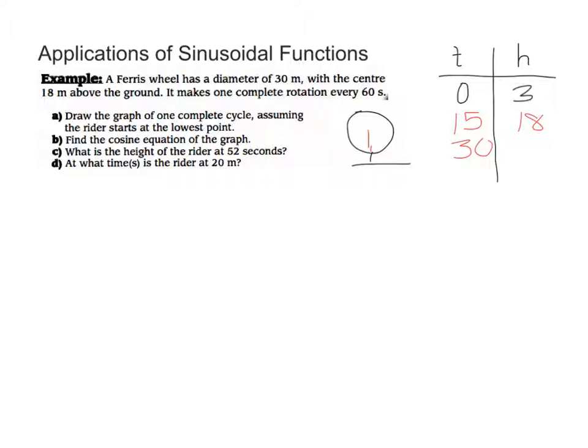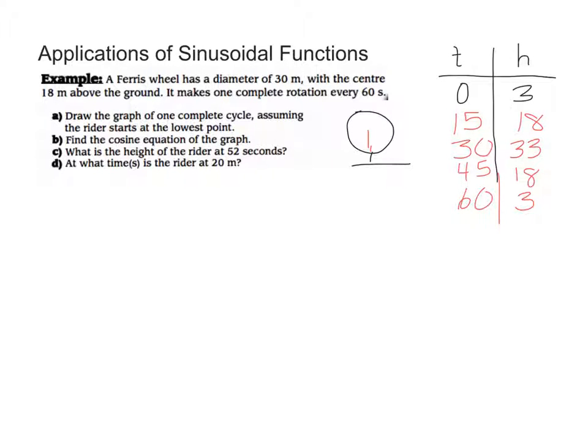And what's the height then? 33, because it's 30, the diameter of the Ferris wheel, plus those 3 meters at the bottom, where they climbed up to get onto it. So then we can continue this and probably look at 45 seconds and 60 seconds. What would the height be at 45 seconds? Back down to 18, and then at 60, back down to 3. And that's one complete cycle, because they start out at 3, all the way up to the top of the Ferris wheel, back down to 3.